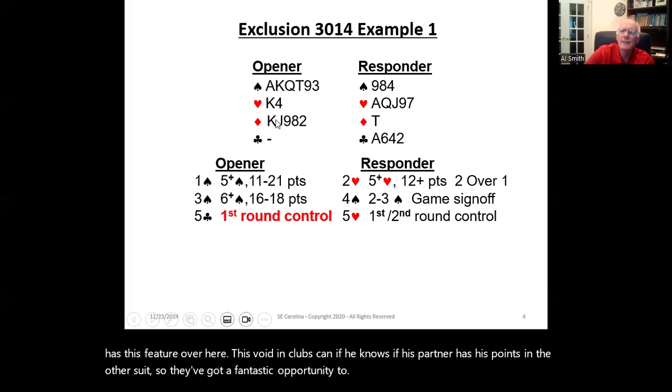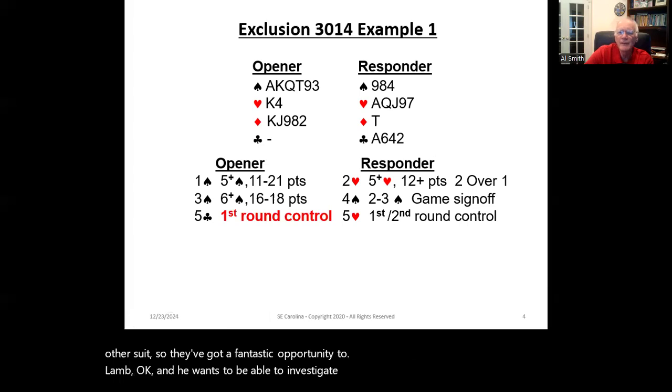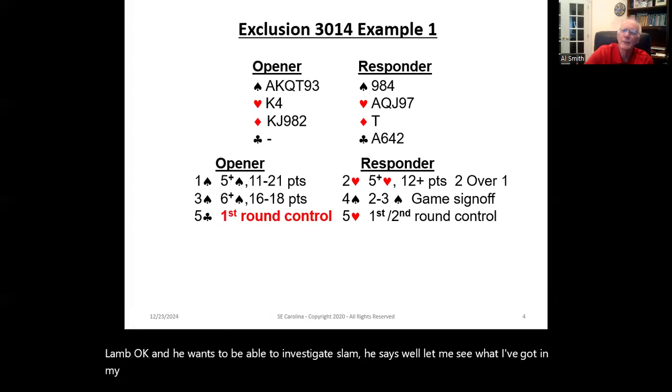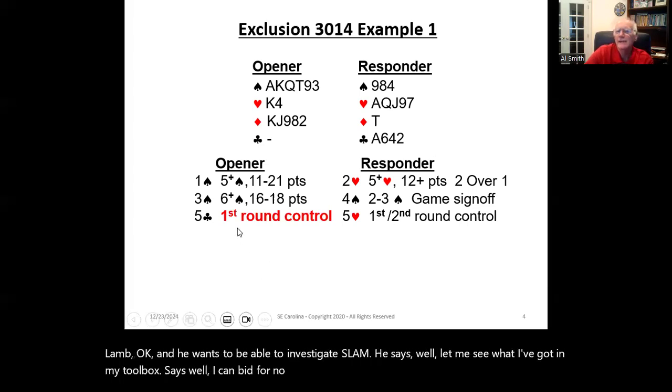He wants to be able to investigate slam. He says, well, let me see what I've got in my toolbox. I can bid 4 no trump, asking for key cards.